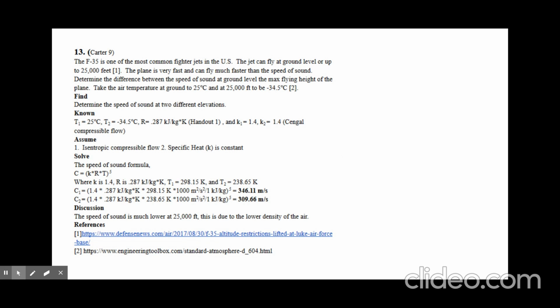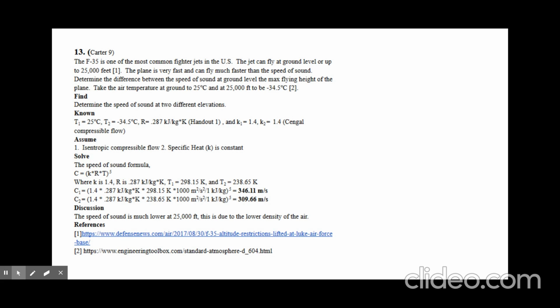In order to do this, we need to assume isentropic compressible flow, and also that the specific heat ratio k is constant. We're going to set up the speed of sound formula, which is the speed of sound equals the square root of k times R times T.